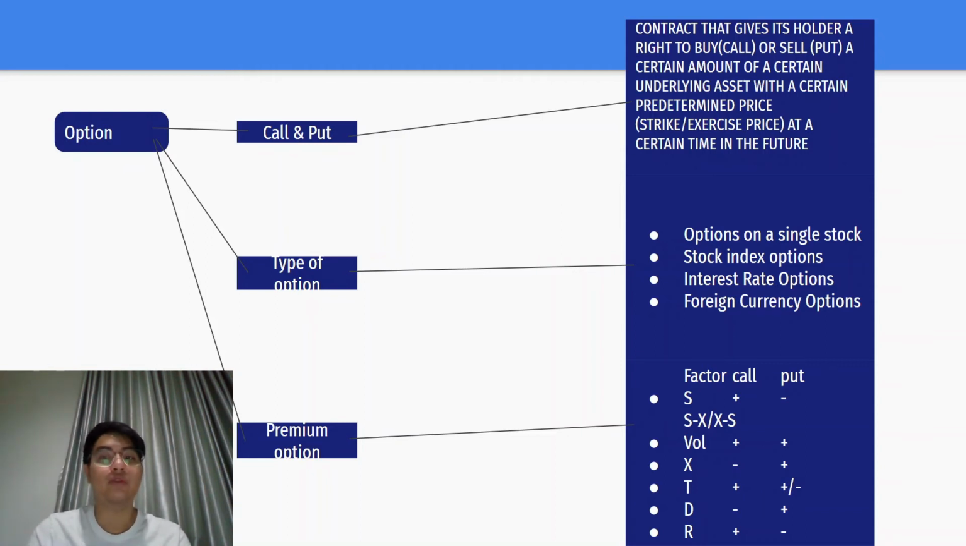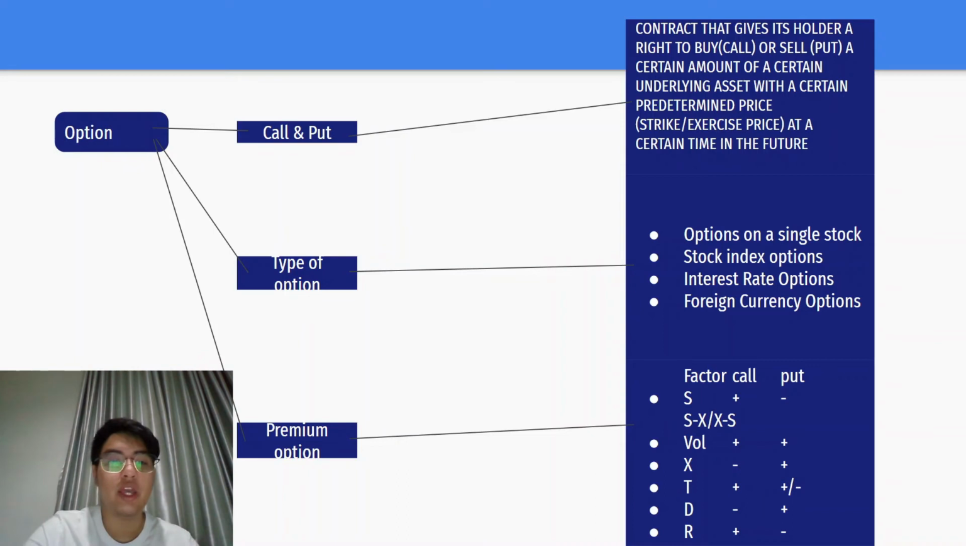And the types of option are, first, option on a single stock, for example, a stock. A stock index option, which, for example, is S&P 100. Interest rate option, for example, option on treasury bond. For foreign currency option, for example, a specific currency option such as the Japanese yen.